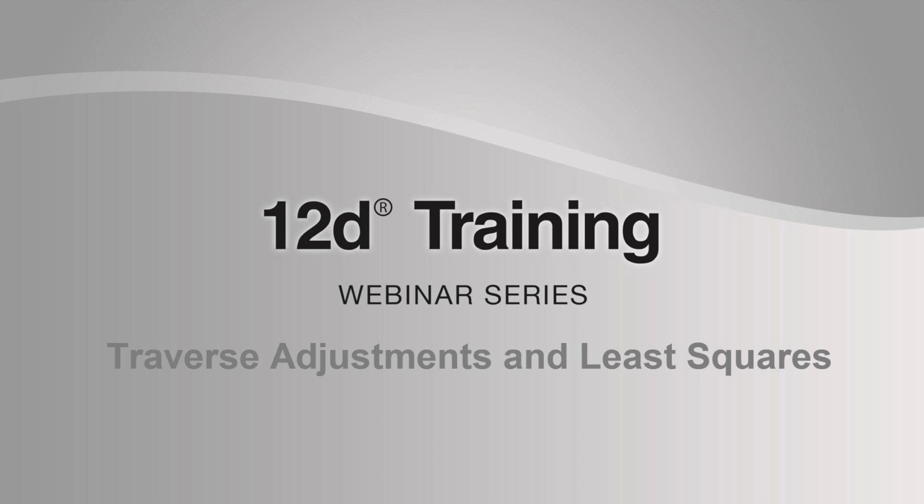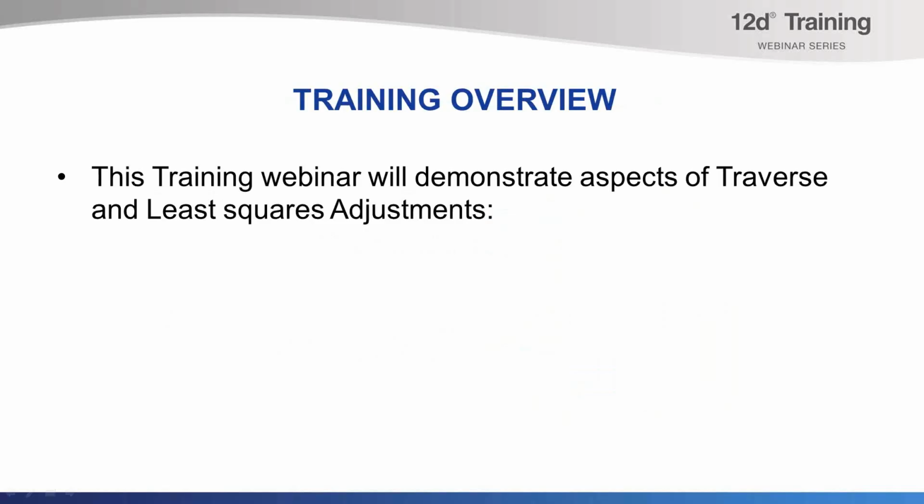Control networks are an important part of cadastral surveys, detail surveys, and engineering surveys. 12D has a variety of ways of maintaining a quality control network through the survey module. In this webinar, Paul will be discussing traverse and least squares network adjustments. Over to you, Paul.